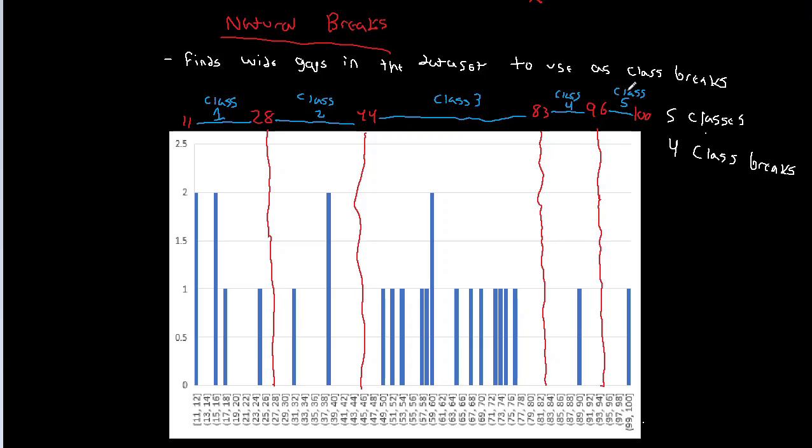There's no fancy mathematical equation here, at least not that we're going to dig into, because again, computers have sets of algorithms to do this. But visually, all the natural breaks algorithms are trying to do is find the places where there are gaps in the data set that make sense to put class breaks in. Let's transfer these values over to our Excel sheet.